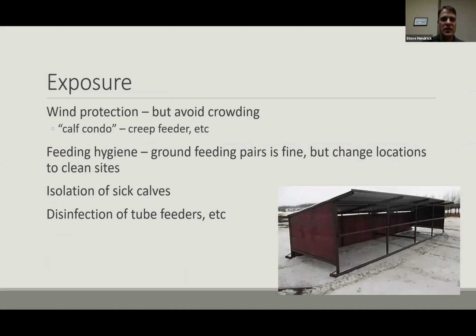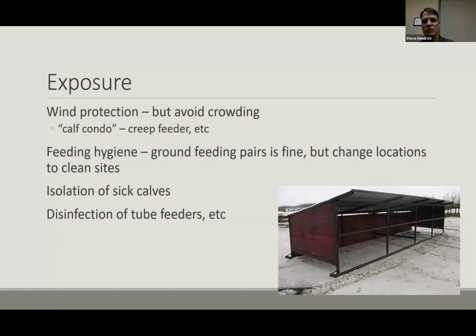Related to environmental protection, I think it's nice to have some wind protection. I come from southern Alberta. That's my context, where it is very windy. The thing we want to avoid is crowding. Like I said, anytime you get cows and their calves crowded together or confined, that's when we get into disease issues. So I've got pictured on this slide what we sometimes joke and call the calf condo, where there's a creep feeder inside for the calves to access. Of course, this would get bedded and such. What I like about this type of shelter is that you can see it's on skids, so you could drag it or move it to a clean location to keep things clean and hygienic.